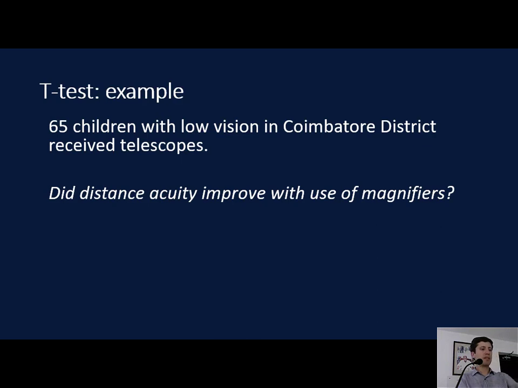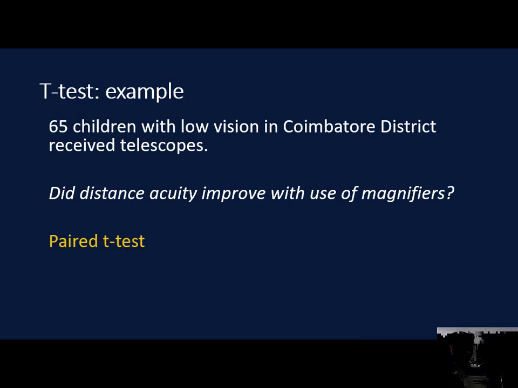So an example might be, and this is an example from a study we published, 65 children with low vision in Coimbatore received telescopes for their low vision. We want to know, did their measured distance acuity improve? I wrote magnifiers here, but I meant telescopes. So this requires a paired t-test, right? It's the same kids. Same kids at baseline, then they get their telescopes, and then vision is rechecked on those exact same children, so it's paired.